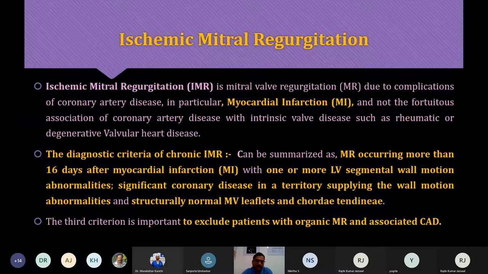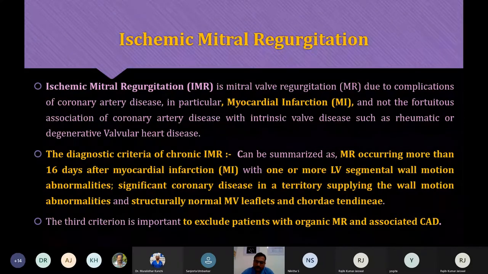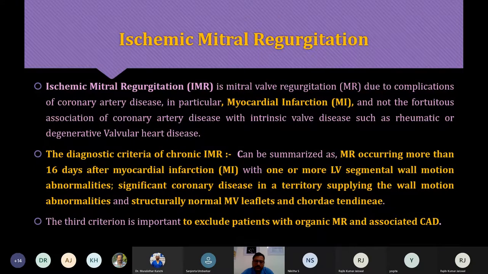Diagnostic criteria for chronic ischemic MR can be summarized as follows. I am talking about chronic because what we get in the OT for assessment after the patient is posted for CABG is usually a secondary MR. So the MR occurs more than 16 days after myocardial infarction, with one or more LV segmental wall motion abnormalities, with significant coronary artery disease in the territory of that particular regional wall motion abnormality, and provided the mitral valve leaflets are structurally normal and the chordae tendineae also are normal.